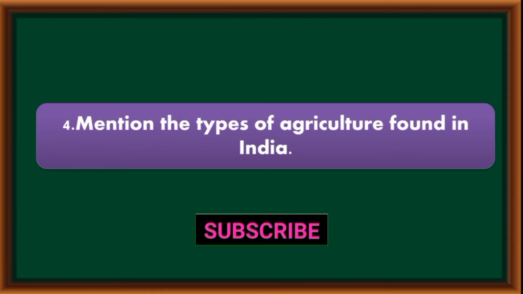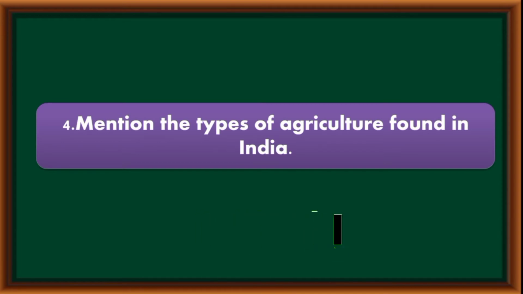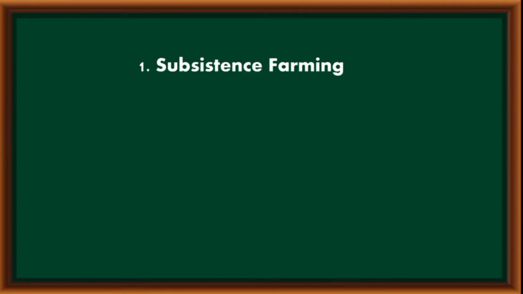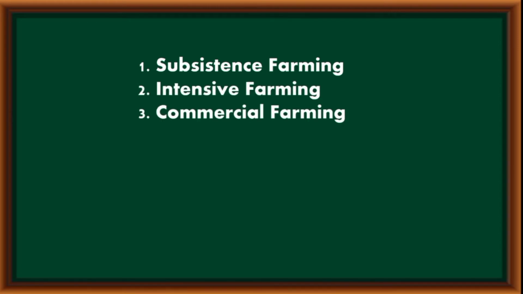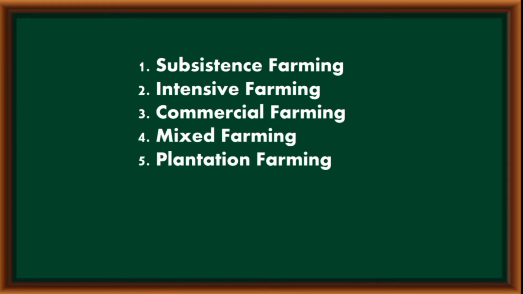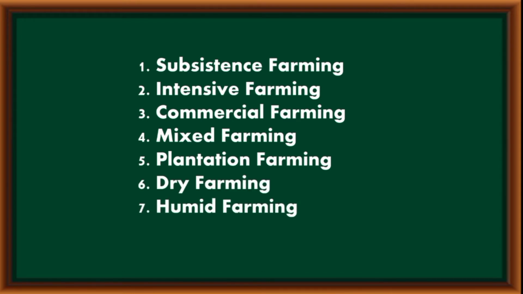Let's move to question number 4. Mention the types of agriculture found in India. The types of agriculture found in India are: first one, subsistence farming; second one, intensive farming; third one, commercial farming; fourth one, mixed farming; fifth one, plantation farming; sixth one, dry farming; seventh one, humid farming; eighth one, irrigation farming. These are the types of agriculture found in India.